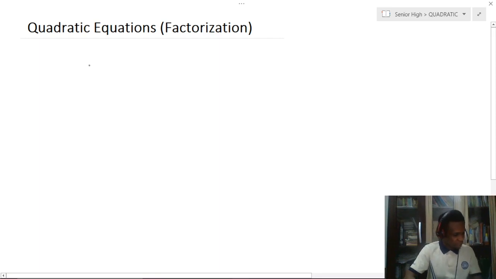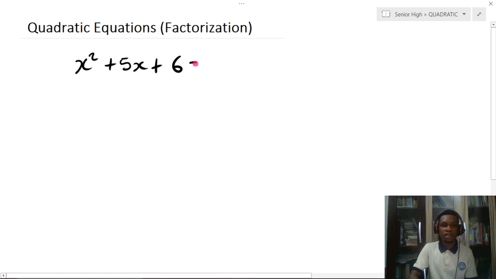I have my book here with me, so I'll pick maybe one or two questions and then we'll analyze how to solve it. Okay, let's see this one. x squared plus 5x plus 6 is equal to 0. And let's solve it using factorization methods. So using the factorization method, we first of all try to factorize these values that we've gotten. Now remember, the general form of a quadratic equation is what?